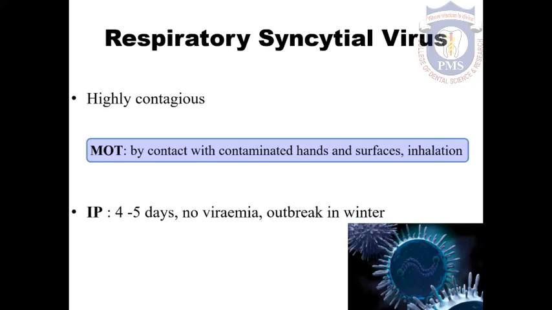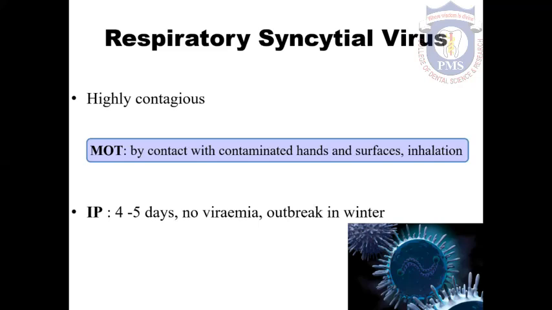Next one is respiratory syncytial virus. Respiratory syncytial virus is a major respiratory pathogen of young children and is the most common cause of lower respiratory disease, that is bronchiolitis and pneumonia, in infants. This is a highly contagious disease.